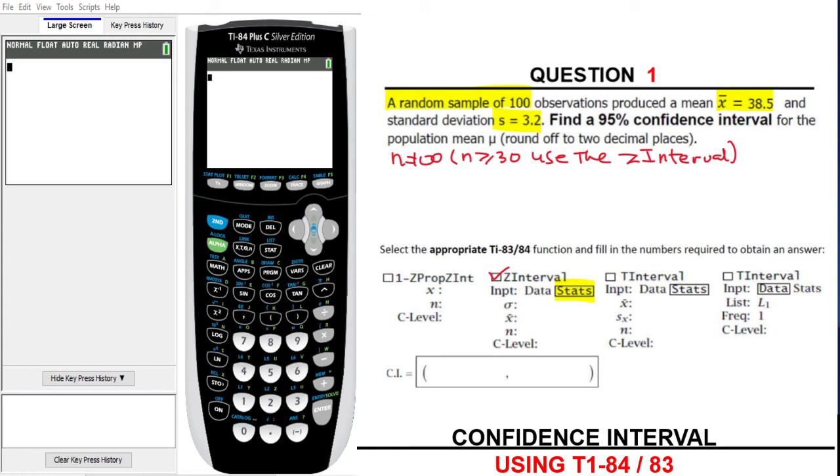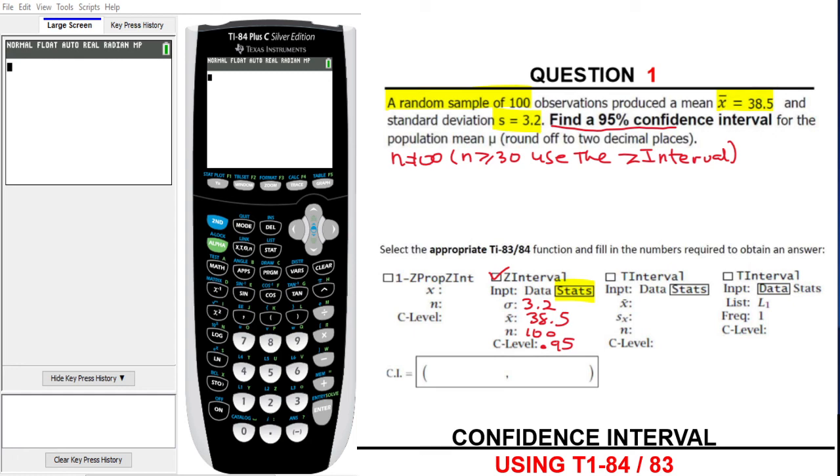So the standard deviation is 3.2. The mean is 38.5, and the sample size is 100. Now the confidence level, the question wants us to find a 95% confidence level, so the confidence level is 0.95. So now let's go to the calculator to do the problem.